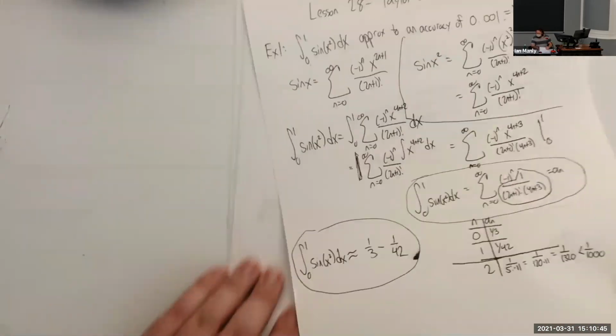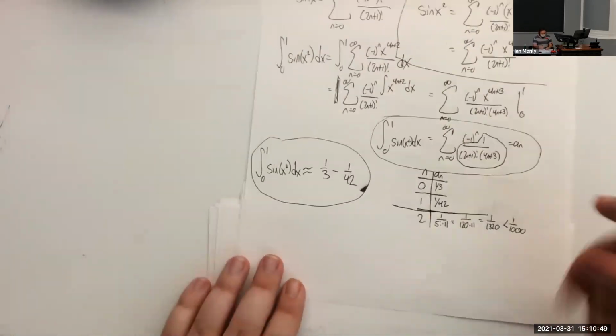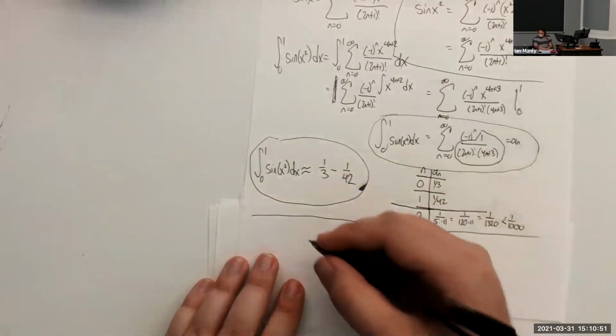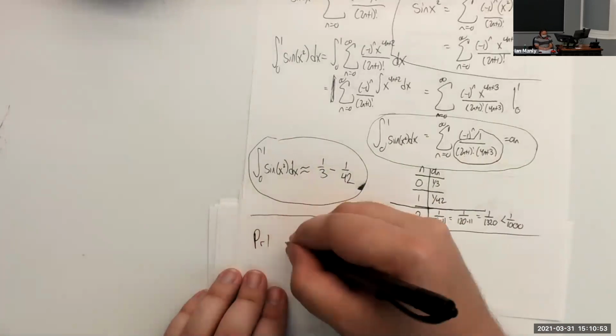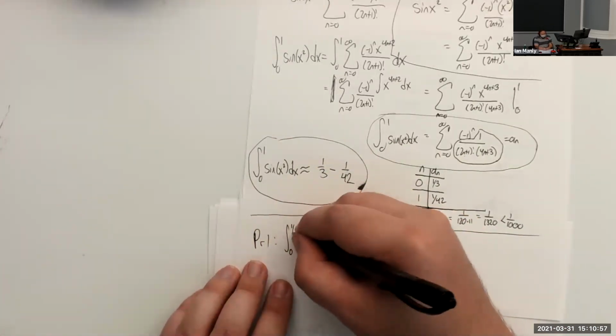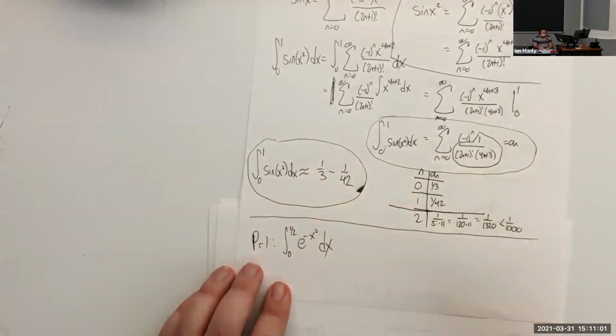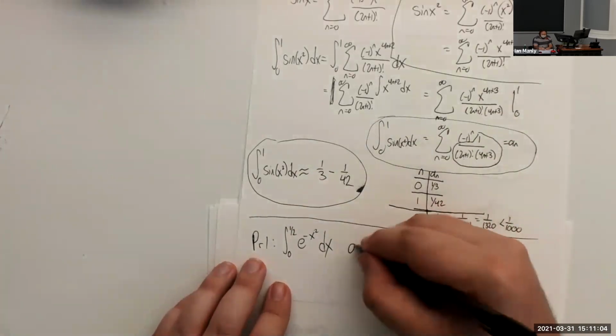All right, so let's take a look at something else that's also not doable using conventional techniques. And I want you guys to practice this one. I want you guys to try to do the integral from 0 to 1/2 of e to the negative x squared dx. And I want you to do this to an accuracy.